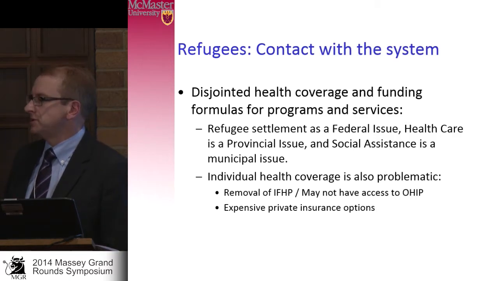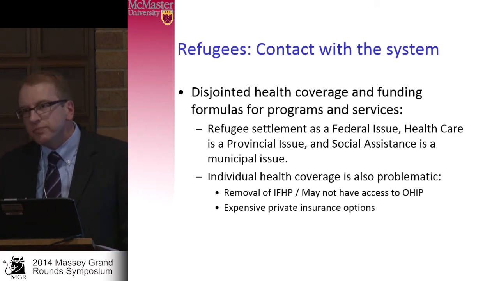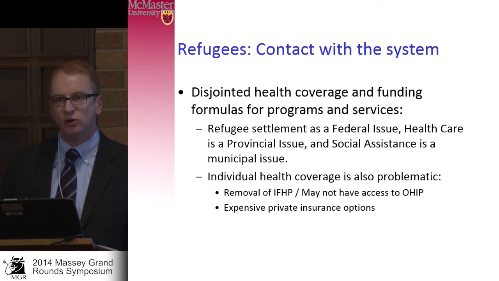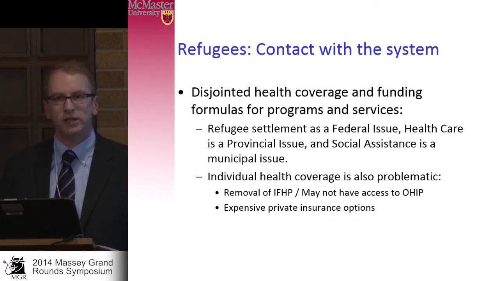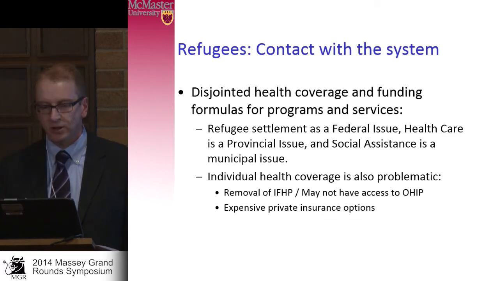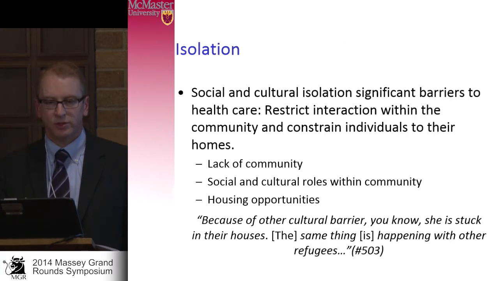The alternative, of course, is private health insurance. It's the cost of that. How can people afford to pay when, if they're reliant on Ontario Works, there's barely enough money to cover the monthly rent associated with staying here?